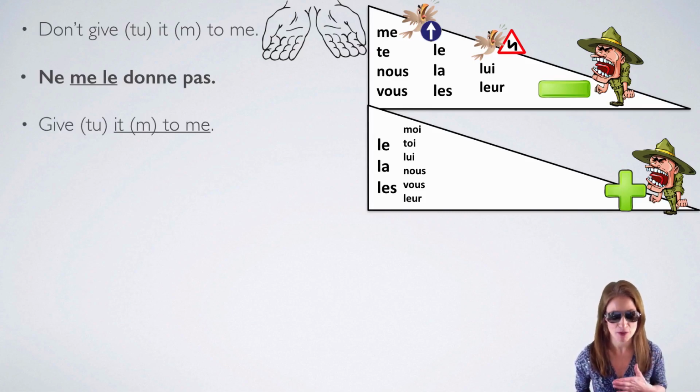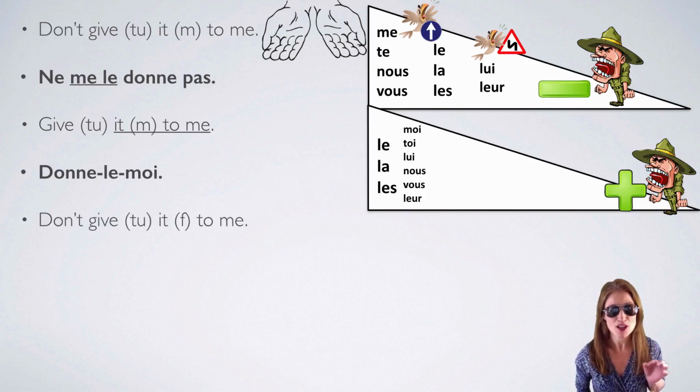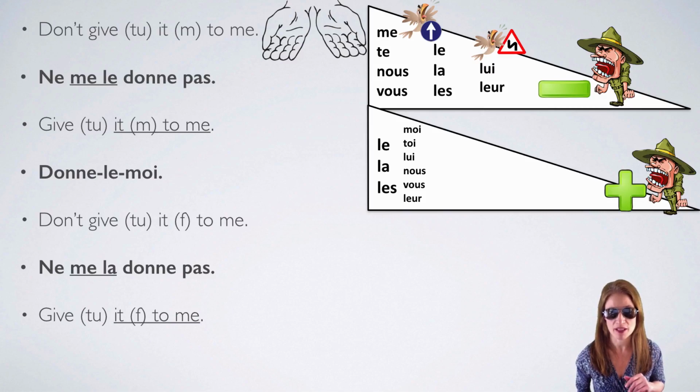But give it to me. Donne-le moi. And actually, it's in the same order as the English, as long as you include the word to in English. Don't give it to me, and your it is feminine, you're addressing tu. Ne me la donne pas. Give it to me, addressing tu, and your it is feminine.